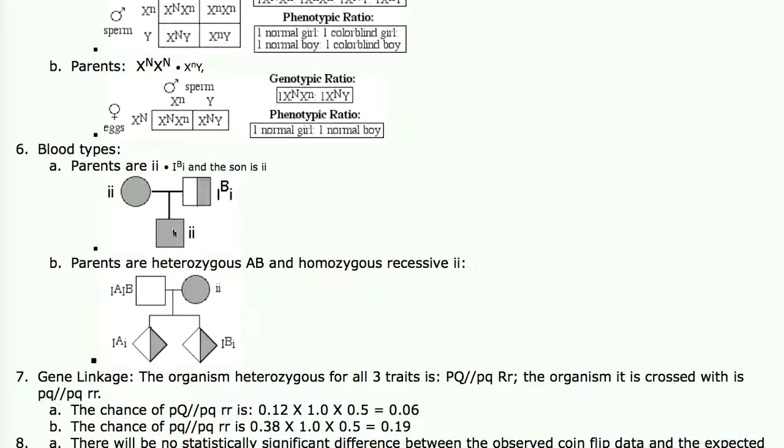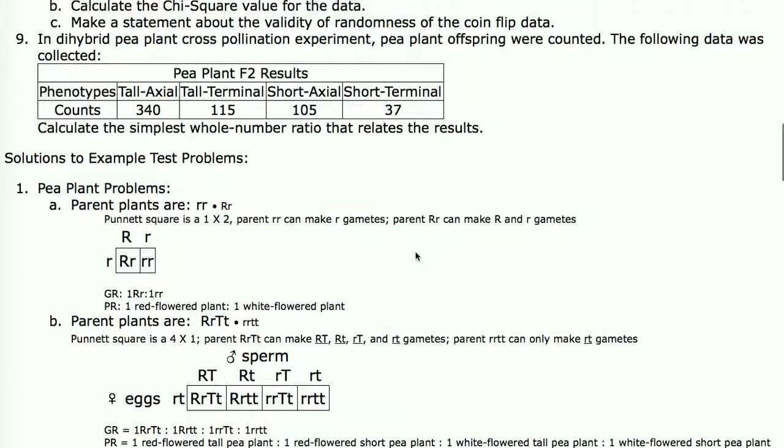Okay. This is the pedigree. Dad's half shaded. Mom and son are fully shaded. And in the second problem, we have parents who are heterozygous AB and homozygous recessive. So let's look back up at the problem.